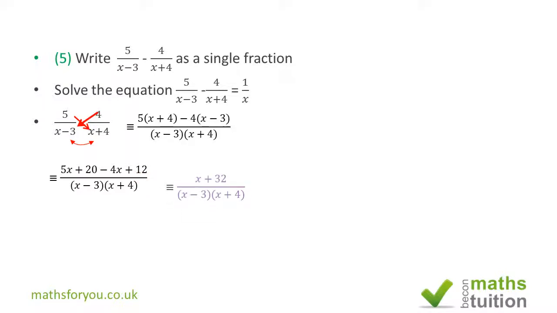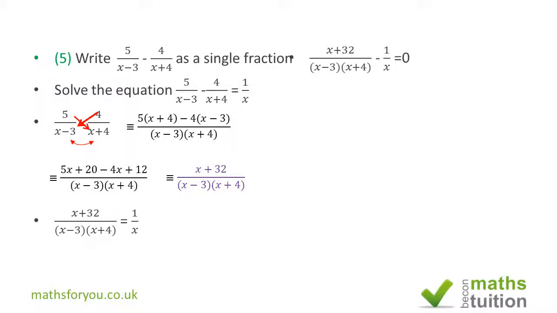Collect like terms, we end up with x plus 32 divided by x minus 3 into x plus 4. So that's the first part solved there. Now for the second part, we know this bit is the same as this one here, so we don't have to go through the same process again. So what we now got is x plus 32 divided by x minus 3 times x plus 4 is equal to 1 over x.